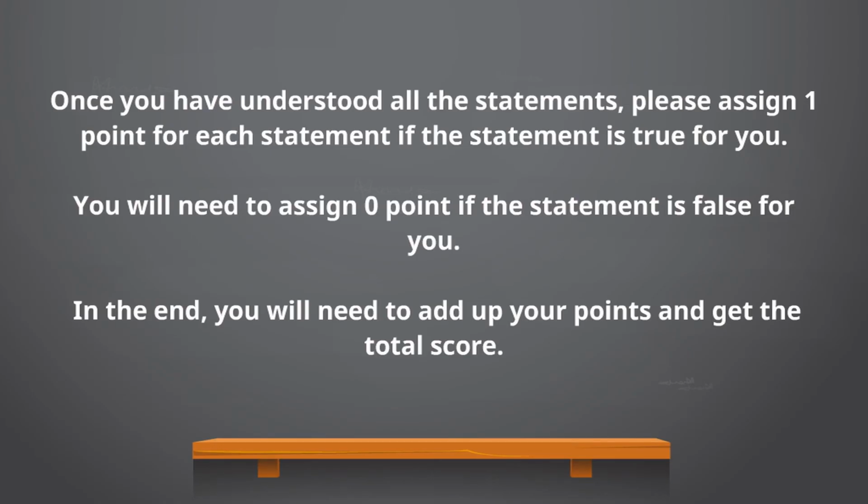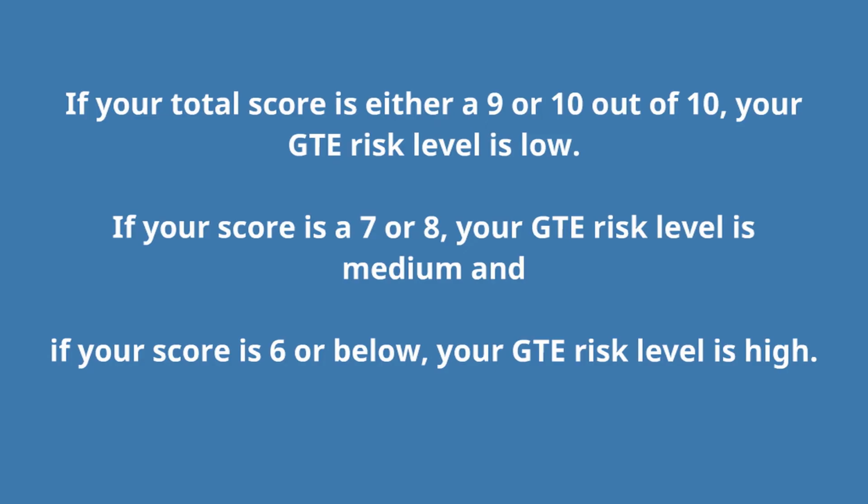Once you have understood all the statements, please assign 1 point for each statement if the statement is true for you. You will need to assign 0 point if the statement is false for you. In the end, you will need to add up your points and get the total score. If your total score is either a 9 or 10 out of 10, your GTE risk level is low. If your score is a 7 or 8, your GTE risk level is medium, and if your score is 6 or below, your GTE risk level is high.